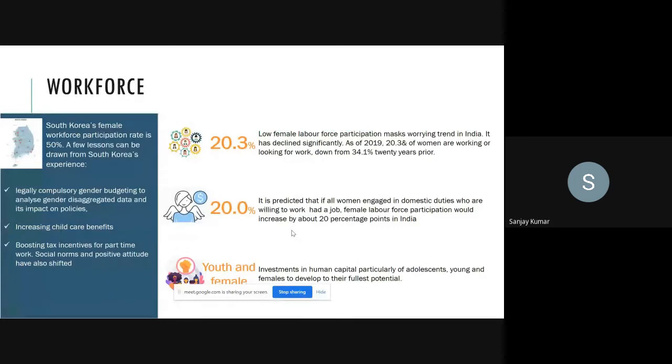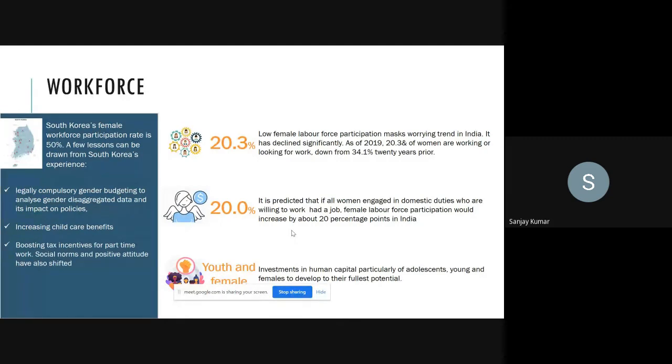If we look at the workforce participation rate, the worrying factor for India is that our female workforce participation is quite low, and it is not only low, but over the period we have seen that it is going down. On the other hand, we learn from a country like South Korea, where at least 50% of the females are in the workforce. And that has been backed up by the government, because the government did a lot of measures.